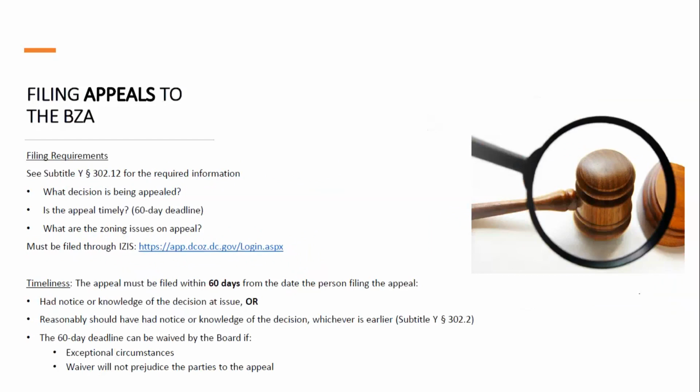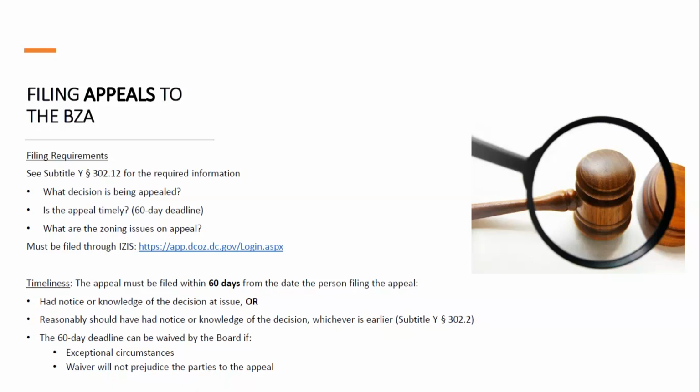Kira? Sure. So some more details in terms of the filing requirements for an appeal to the BZA. Some key elements to keep in mind. Again, what decision is being appealed? For example, many appeals that we see are often appealing the zoning administrator's decision to issue a building permit. Is the appeal timely? And I'll go over this briefly below. And then what are the zoning issues on the appeal?